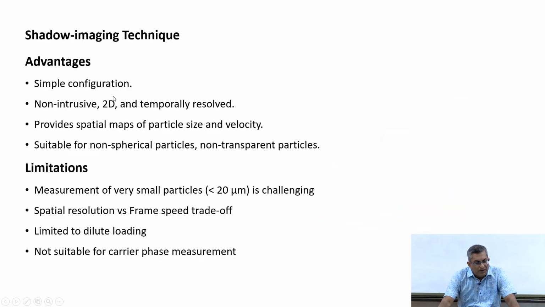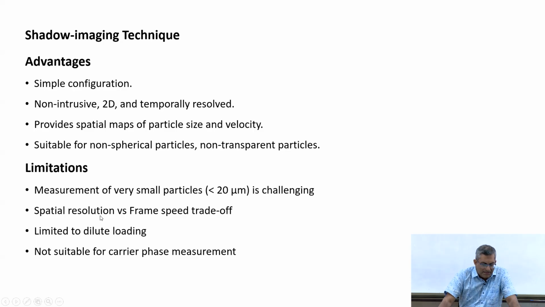So the main advantages of the shadow imaging technique are its simple configuration, and we can get 2D temporally resolved data. It provides a spatial map of particle size and velocity, and most importantly, it is suitable for non-spherical, even non-transparent particles. So this means that it can be used for liquid as well as for solid particles. But the limitation is that if the particle size is very small, like below 20 micron, then you see more challenges. So accuracy becomes an issue.